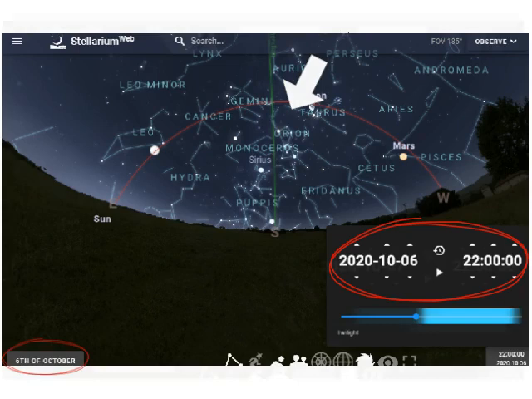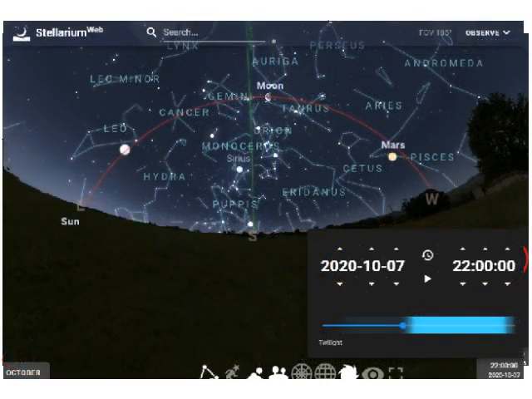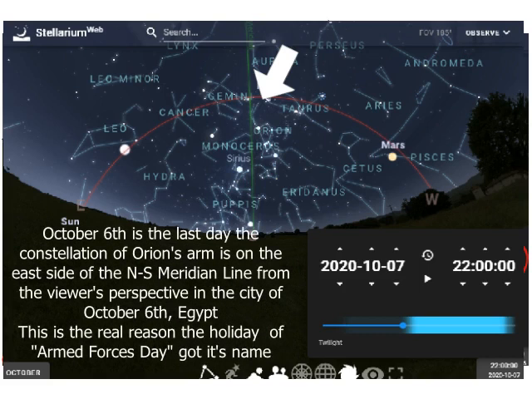So if you go just, of course, one more day to what we commonly call October 7th of 2020, at the same time, 10 o'clock, when Orion is lined up in that location at the cross of the north-south meridian line and the ecliptic, you're going to see that it is that day that now the entire constellation of Orion, including his arm, is completely to the west side of that special crossing point, the north-south meridian line, and the ecliptic. This is obviously the real reason why the 6th of October, Egypt, was named so.